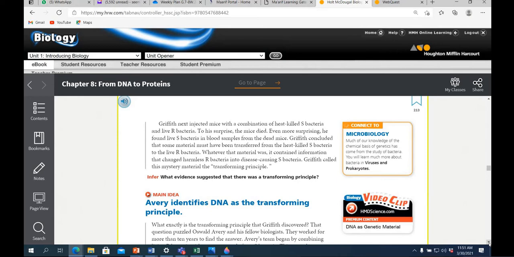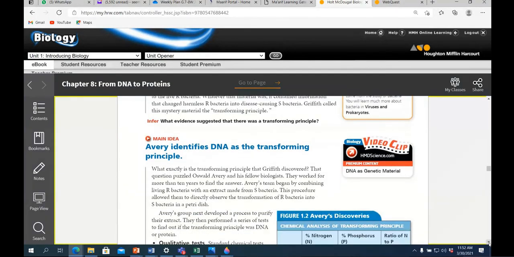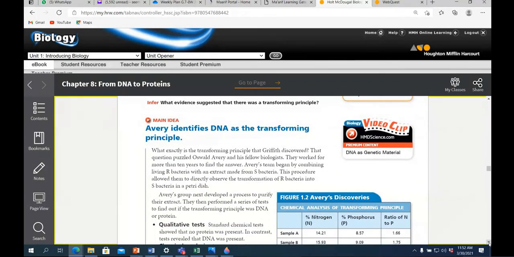Then Griffith called this mystery material the transforming principle. It was not yet given the name DNA, but later the same discovery was confirmed by the research done by other scientists. So today we are going to discuss the research done by Avery. Avery is another scientist, and he identified DNA as the transforming principle.